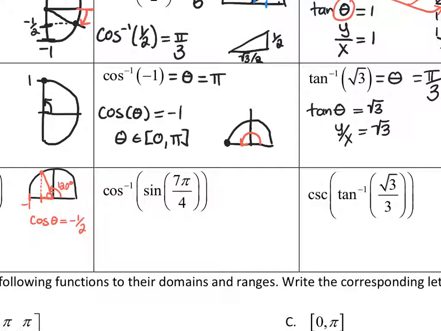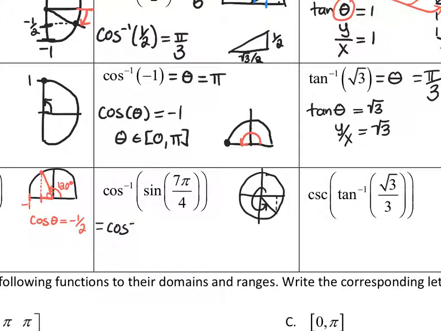Okay, sine of 7 pi over 4 is what I need to do in this problem first. So 7 pi over 4 is right here in the fourth quadrant. And the sine of 7 pi over 4, this is an isosceles right triangle. The sine value is -root 2 over 2.